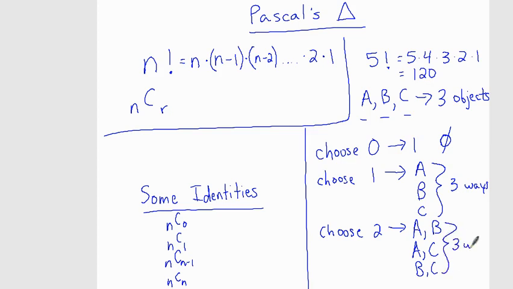If you were to say that order did matter, then you'd be talking about permutations, in which case we'd want to go through BA, CA, CB, and so forth and so on.